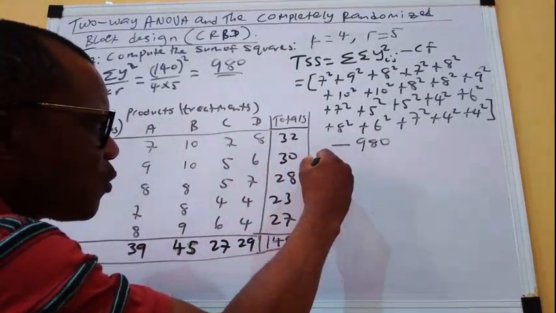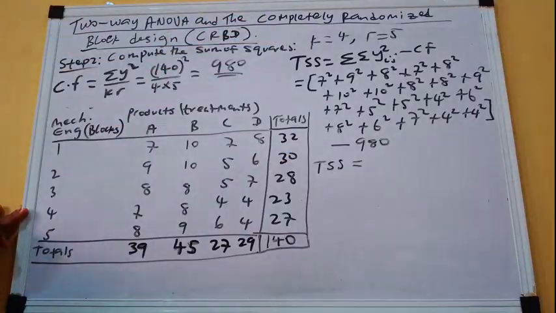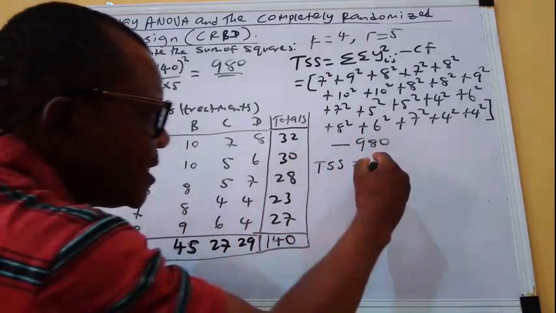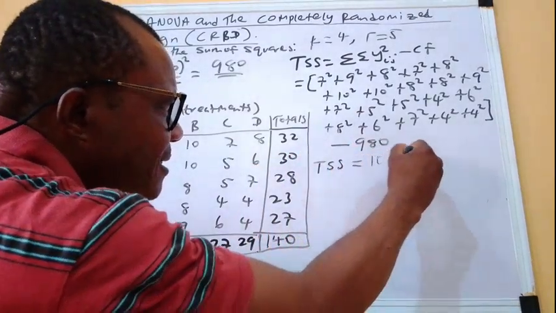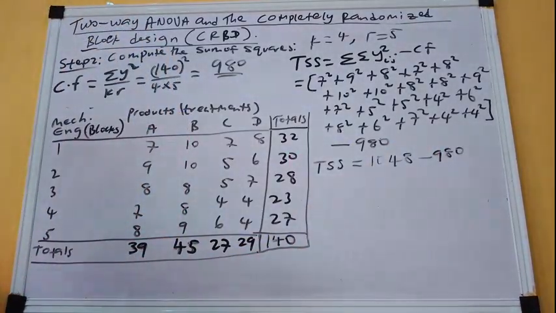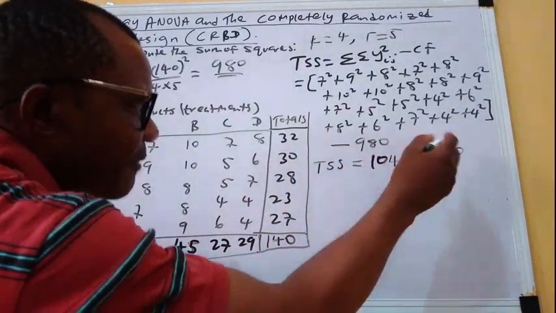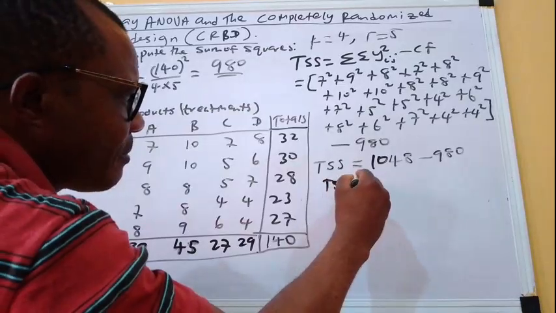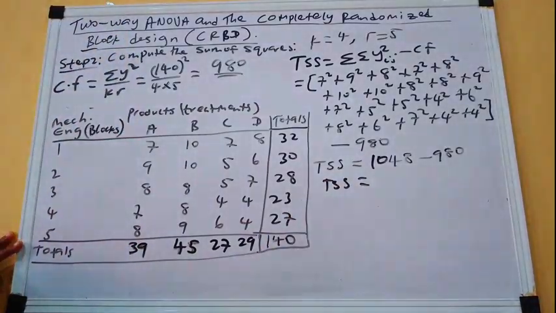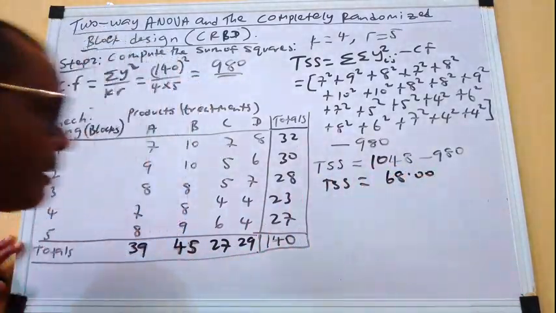So our total sum of square, which is our TSS, if you now take the sum of all that, you are going to have 1048. It will be 1048 minus 980. So it's equal to 68. When you carry out that subtraction, our TSS will be 68. You can put it in 2 decimal places.